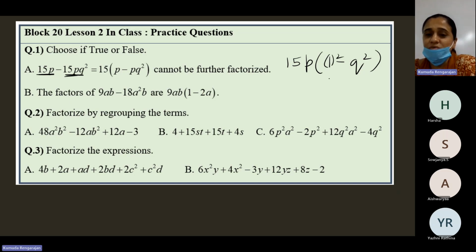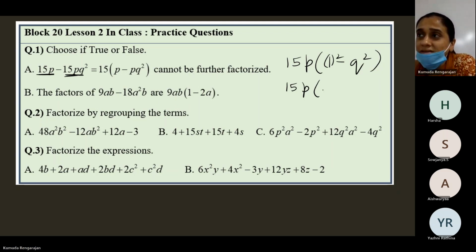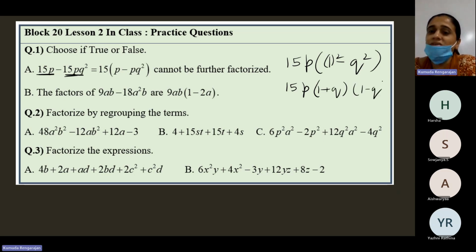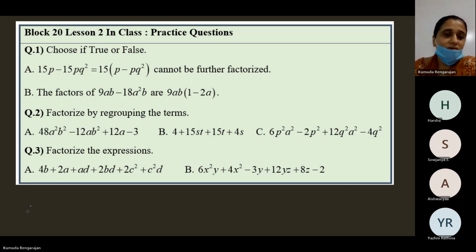A square minus B square. So 15P, A square minus B square is A plus B. What is A plus B? 1 plus Q into 1 minus Q. So the first one is false. It can be further factorized. What about the second one?